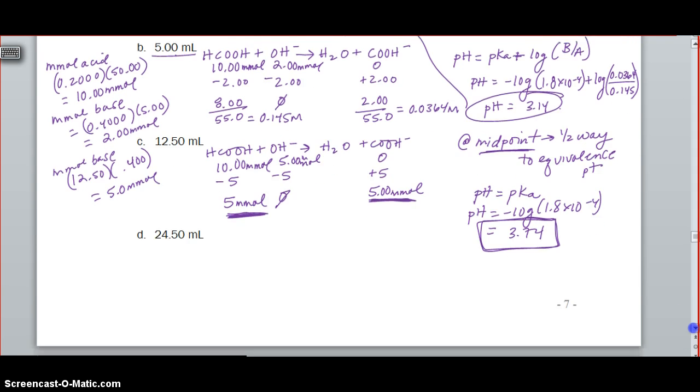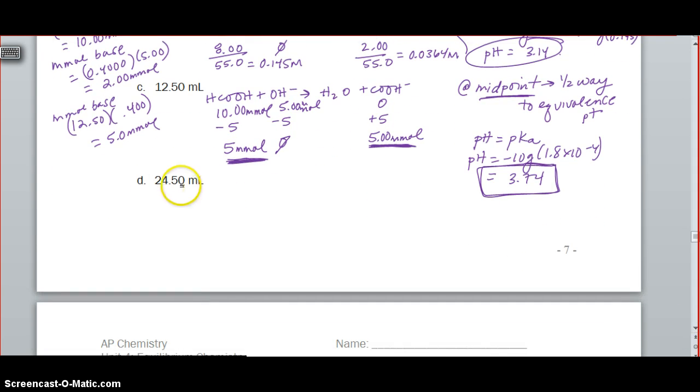All right. So part D, we're adding 24.50 milliliters. So millimoles of base, 24.50 times the 0.4. So the millimoles of base that's been added now is 9.80. So we're getting close to equivalence point.